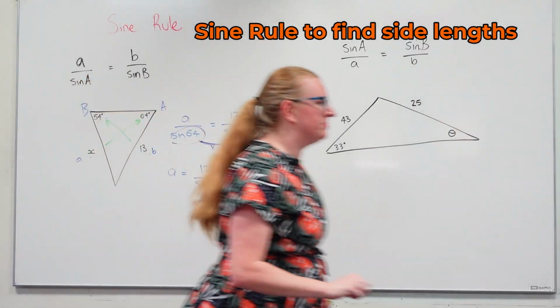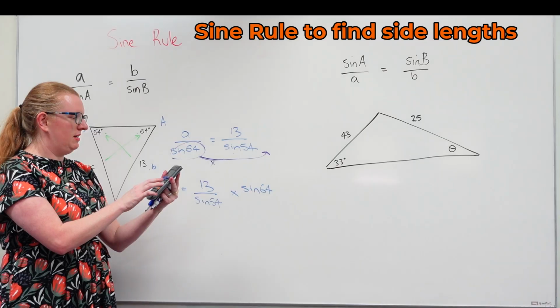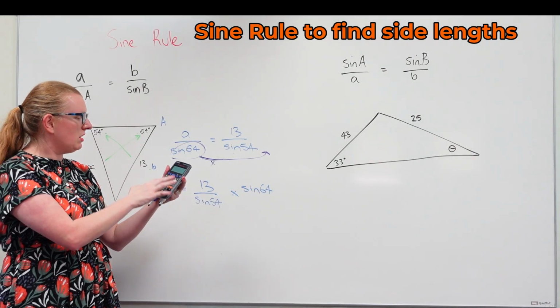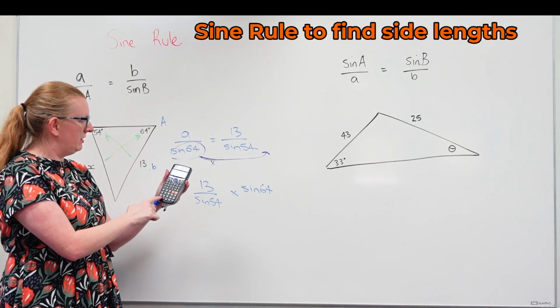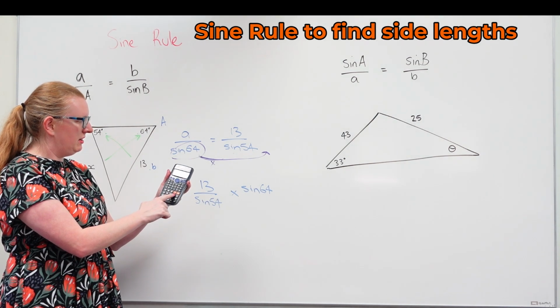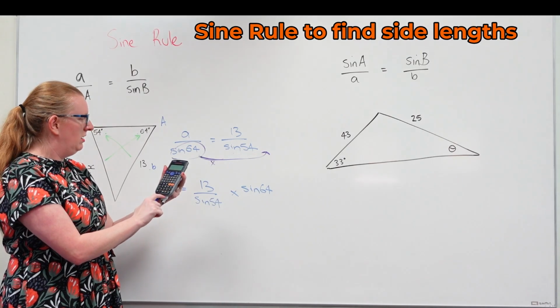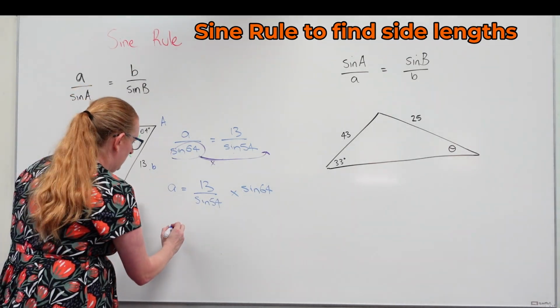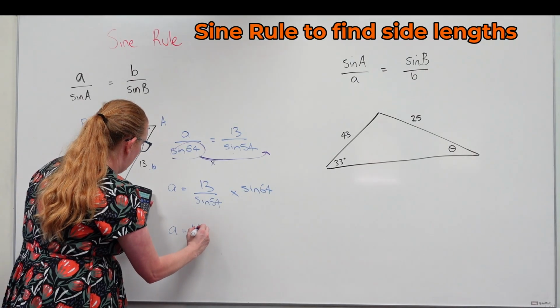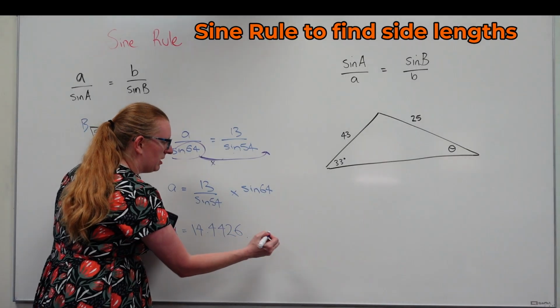All right, so let me get my calculator. Okay, so I've got my calculator. Let's try this, typing it in. We're going to go 13 over sine 54, close our bracket, move to the side, times sine 64, equals. A equals 14.4426, and so on.